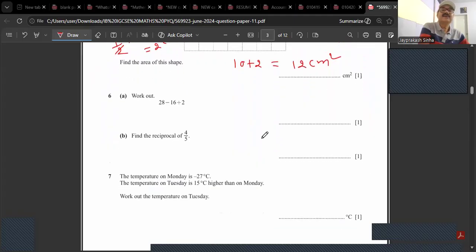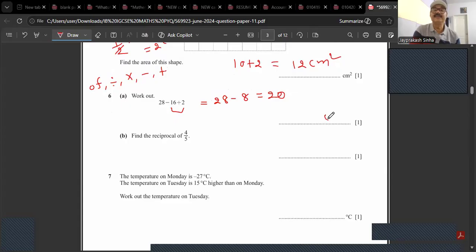Okay. Now work out 28 minus 16 divided by 2. So already we know that. First of all, what do we do? Division. We'll do the division first, as per the rule: first of, then division, then multiplication, then subtraction or addition, it can be any, no problem. So division comes first, so we'll divide first. 16 divided by 2 is equal to 8. So 28 minus 8, that is 20. So our answer will be 20.